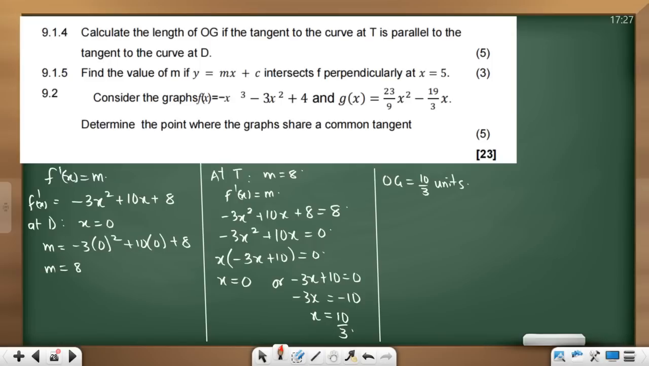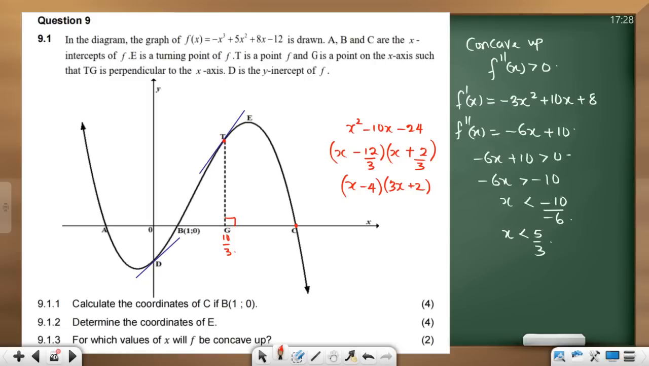Find the value of m if y equals mx plus c intersects f perpendicularly at x equals 5. Let's see. Find the m, we're looking for the gradient. If y equals that, it intersects f perpendicularly at x equals 5. Let's make sense of this. At x equals 5.